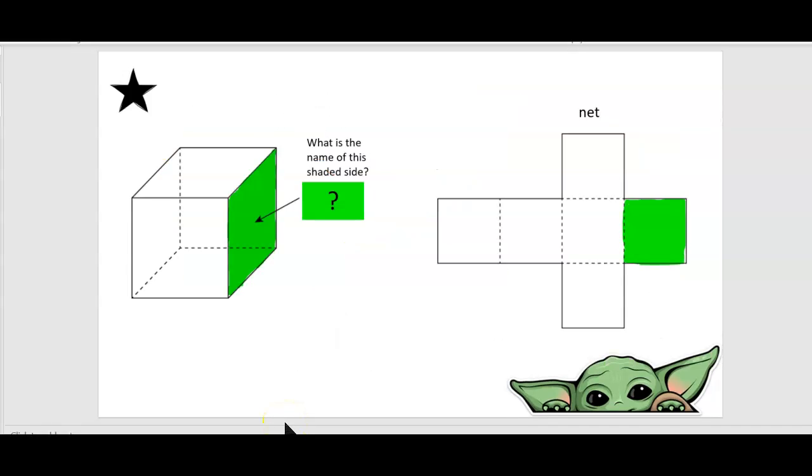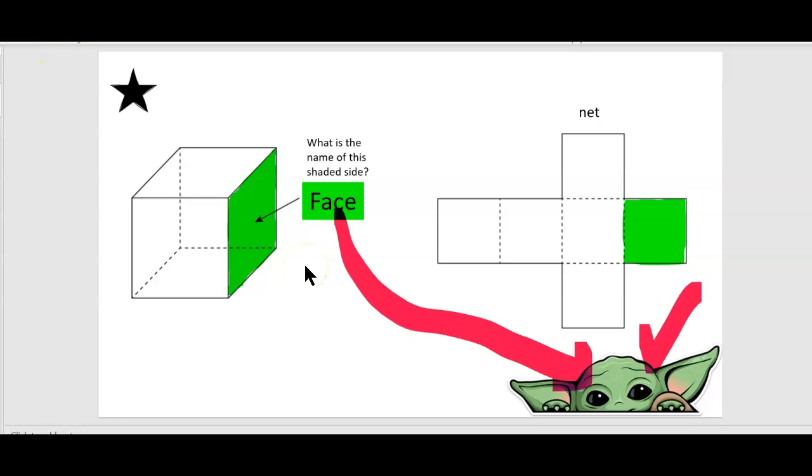Okay, so what kind of prism is this? It's a rectangular prism. And what is the name of this side? What do you call just one side of this thing? It's called a face. Oh, look, there's almost a face right here.